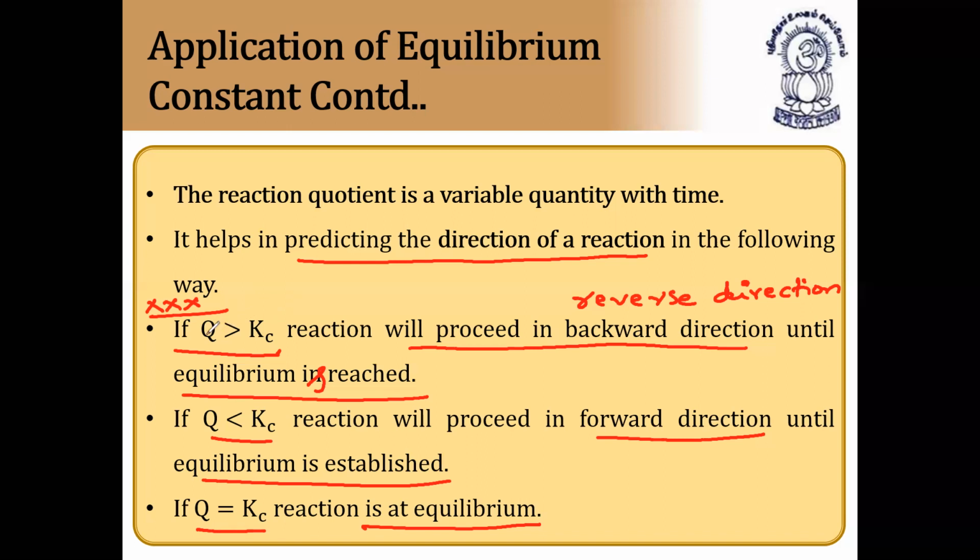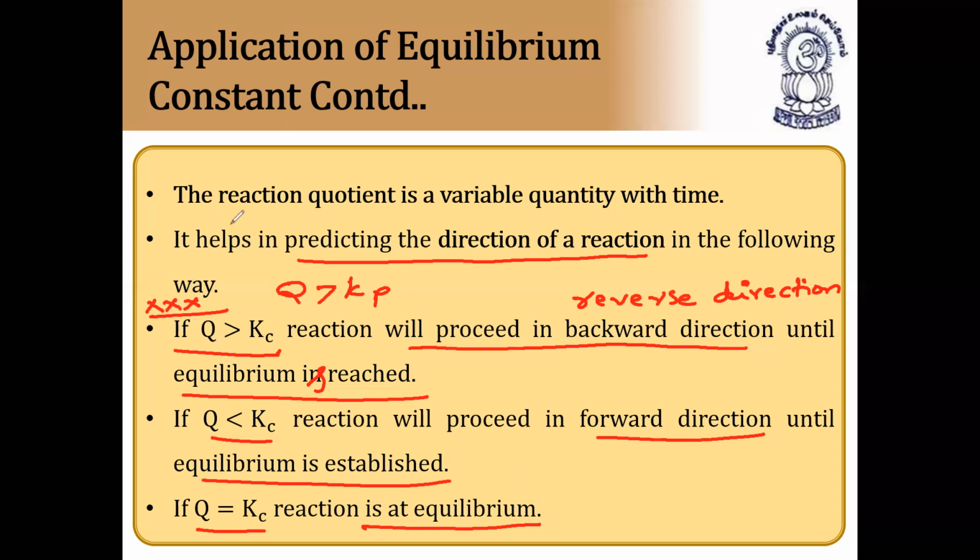And if you compare Q and Kc, Kp also you can take in terms of pressures. So if Q is greater than Kp or Kc, Kp also will be applicable for this. So if Q is greater than Kc, reaction will proceed in reverse direction or backward direction until equilibrium is reached. Similarly, if Q is less than Kc, reaction will proceed in forward direction until equilibrium is established. And if Q is equal to Kc, reaction is at equilibrium. So all these 3 points are important.